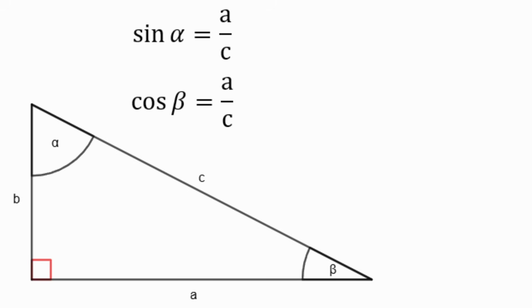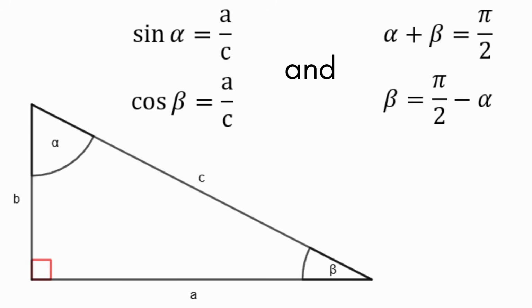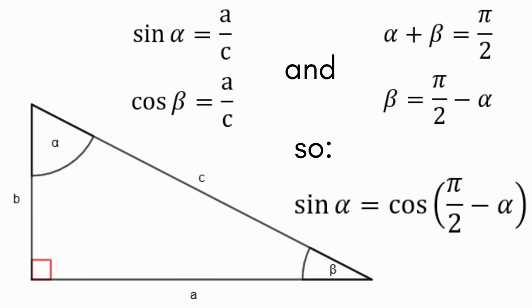First, note that sine of alpha equals cosine of beta, simply by their definitions. Second, note that alpha plus beta is pi halves in radians, easily by the property of the sum of angles in a triangle. These kinds of angles are called complementary, by the way. Then beta equals pi halves minus alpha, and plugging that into cosine, we simply get the identity.